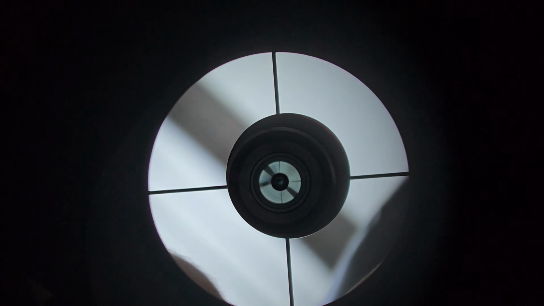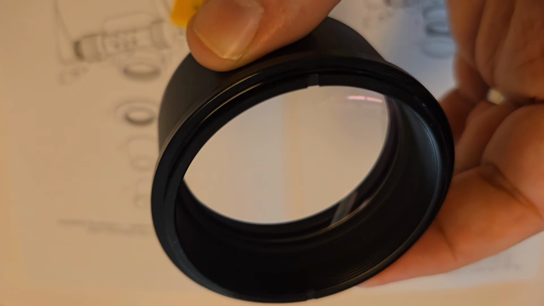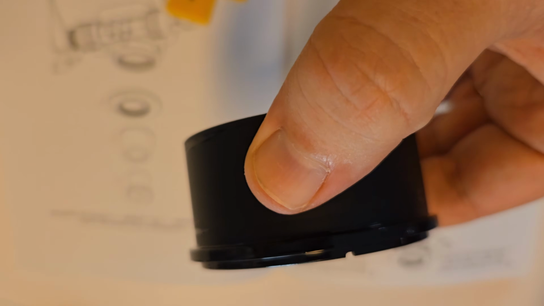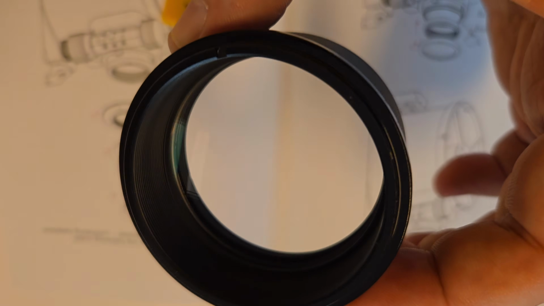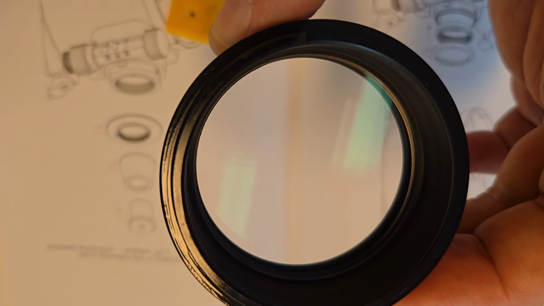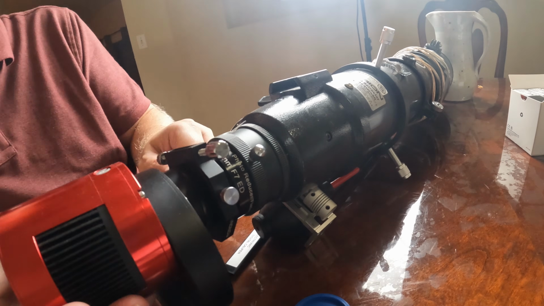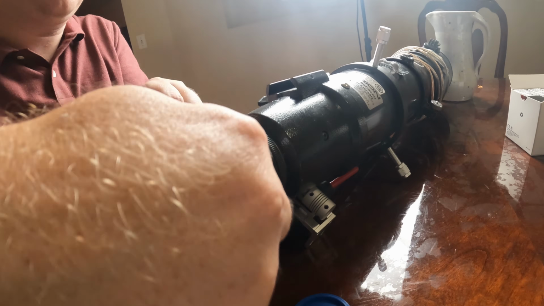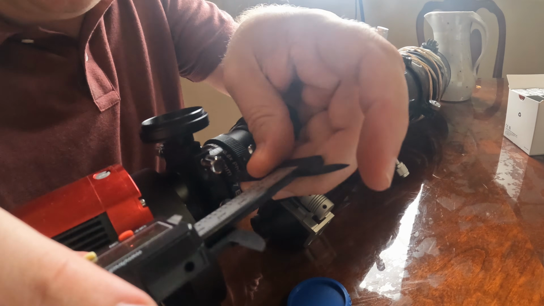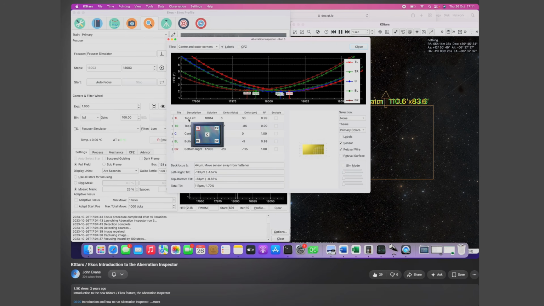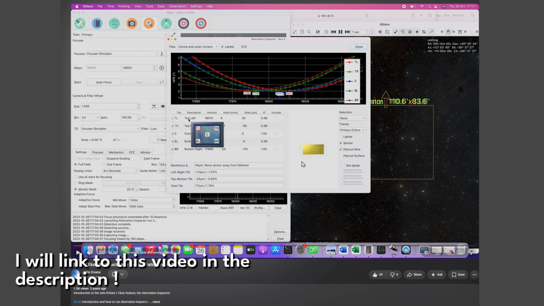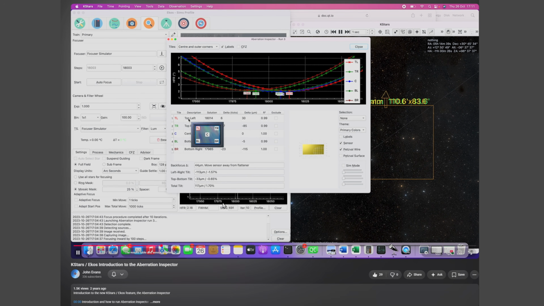You may be using a coma corrector, for example, or a field flattener, or a reducer, or something else. Usually the distance between that accessory's last optical element, the last lens, and the sensor should be 55 millimeters. So you may need some spacers to get correct back focus. K-Star's aberration inspector can tell you exactly how far off you are and whether you need to bring the camera forward or backward relative to the reducer or corrector.